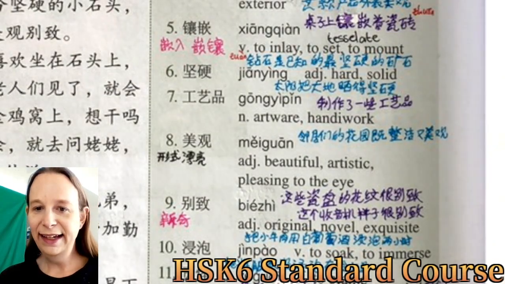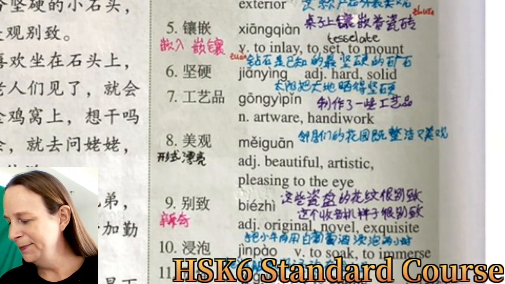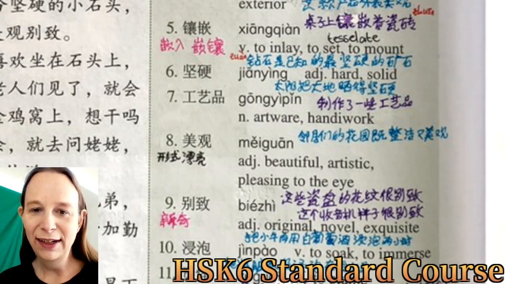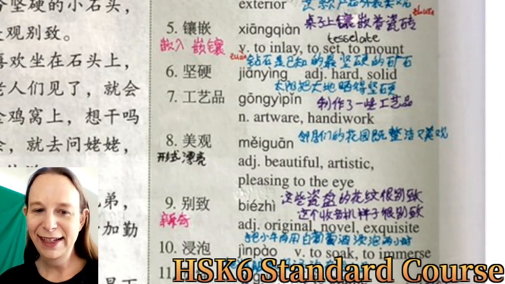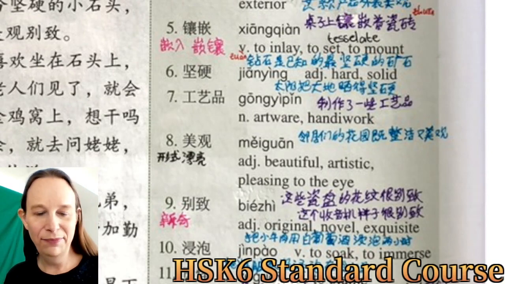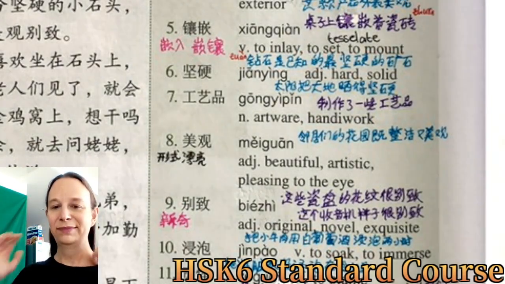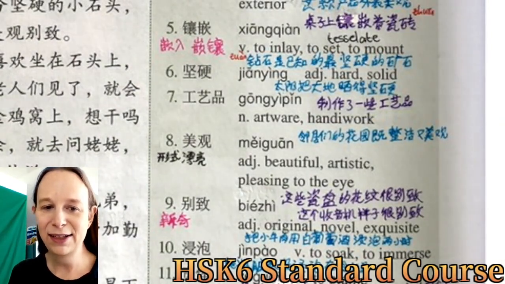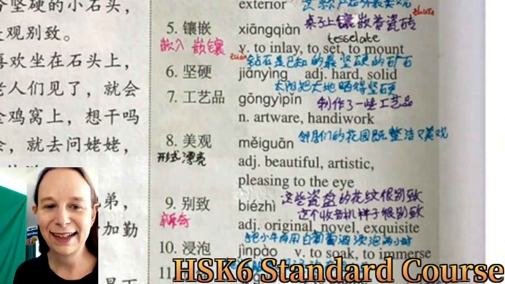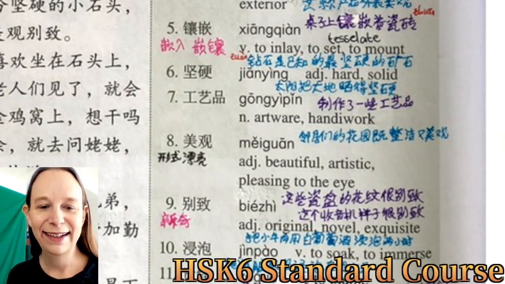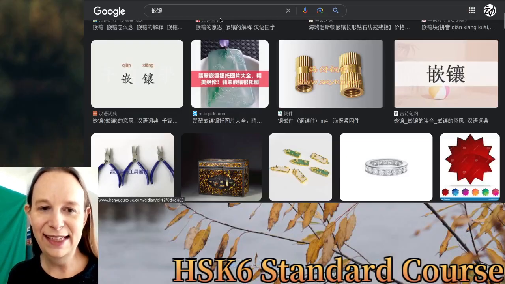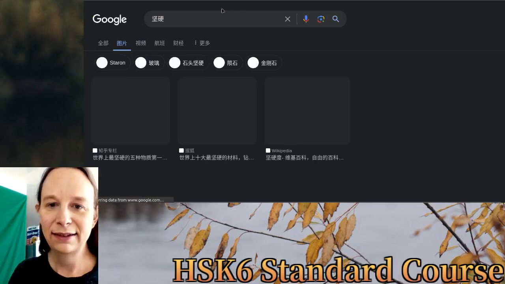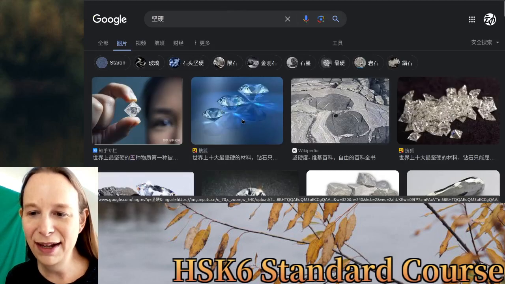Jianying. Hard, solid. It's solid as opposed to flexible, flimsy. It's not solid as opposed to liquid or gas. It's solid as in, oh, this is a solid desk kind of thing. It's hard. What things are 坚硬? Maybe diamonds. Diamonds are 坚硬. Yeah, 钻石, right?